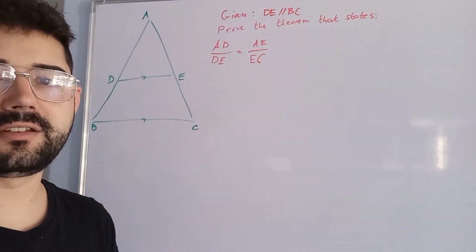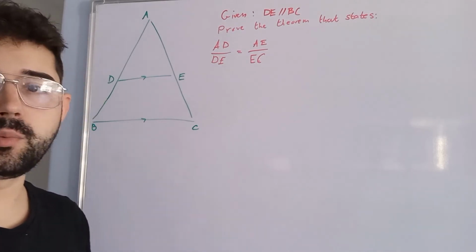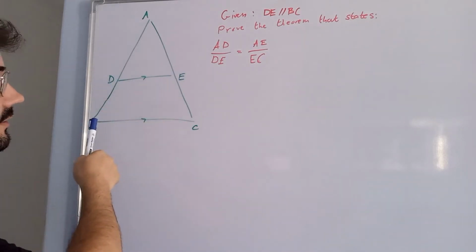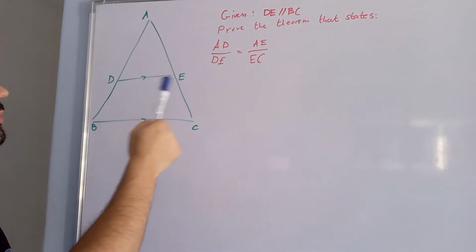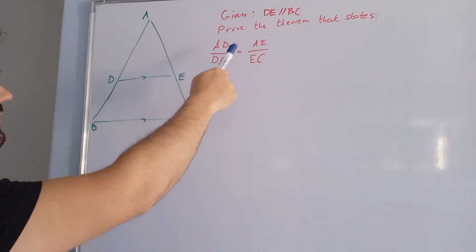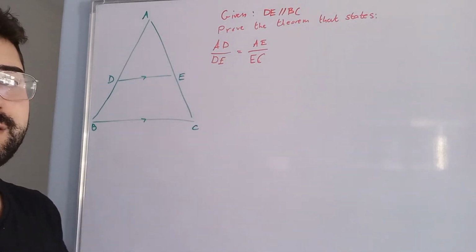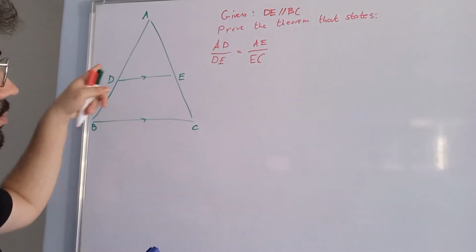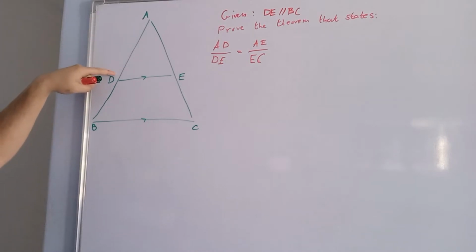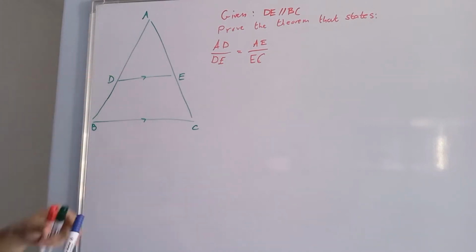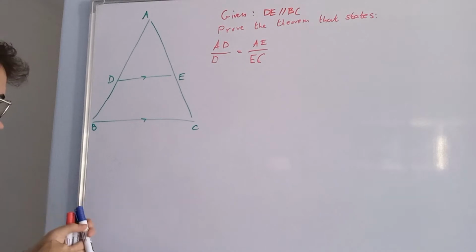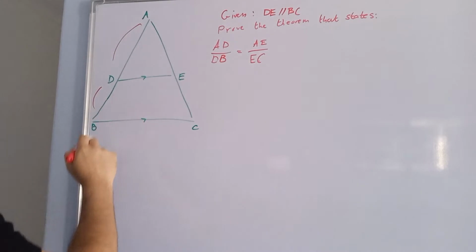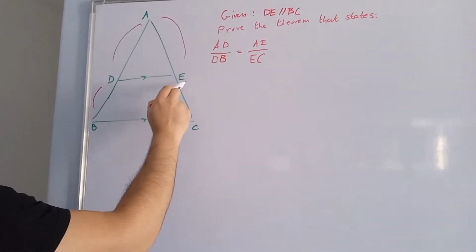Today we're going to be proving one of the grade 12 theorems. You'll see here it says, given DE is parallel to BC, prove the theorem that states AD over DB is equal to AE over EC. This theorem is the proportionality theorem, AD over DB, that over that, is equal to AE over EC.